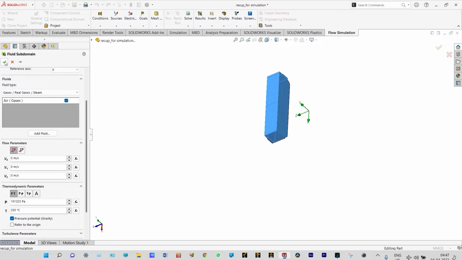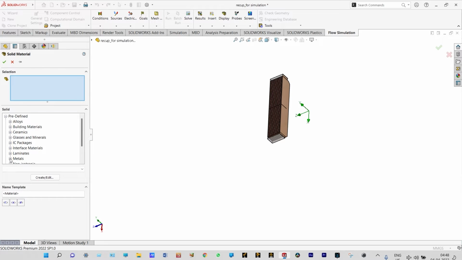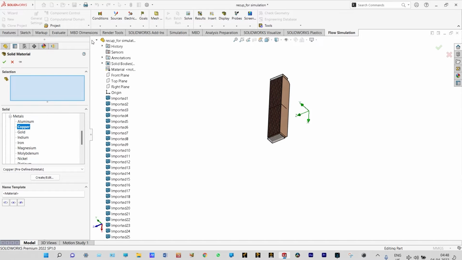Grain check. There will not be any mixing of hot air and cold fluid. By convection only, cold water will be heated up. So fluid subdomains are defined. Next to that, we need to provide our materials. Insert solid materials, predefined metals, and from metals we have to select copper, and we can select the material from the solid geometry itself.